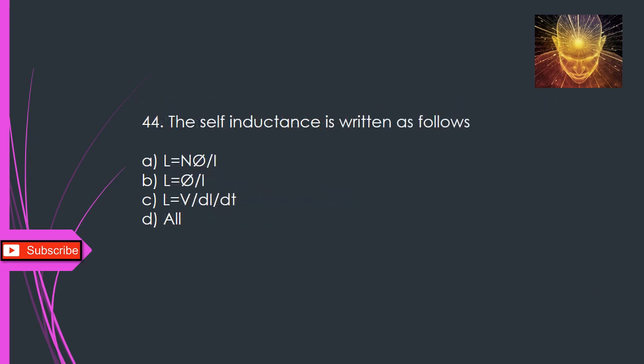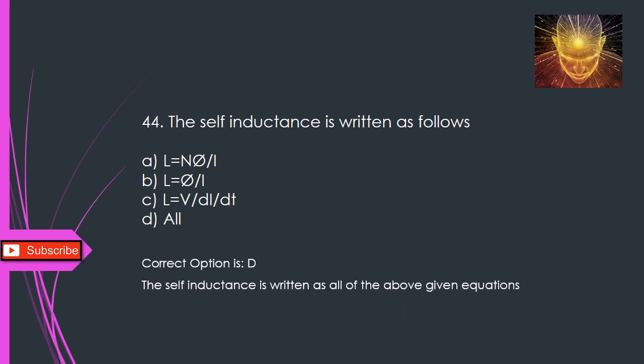The self-inductance is written as follows. A. L equals NΦ by I. B. L equals Φ by I. C. L equals V by di by dt. D. All. Correct option is D. The self-inductance is written as all of the above given equations.